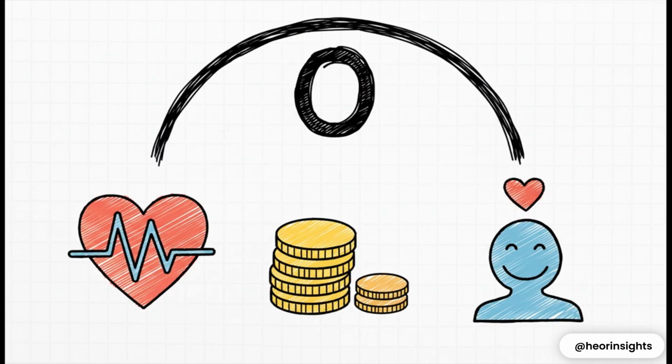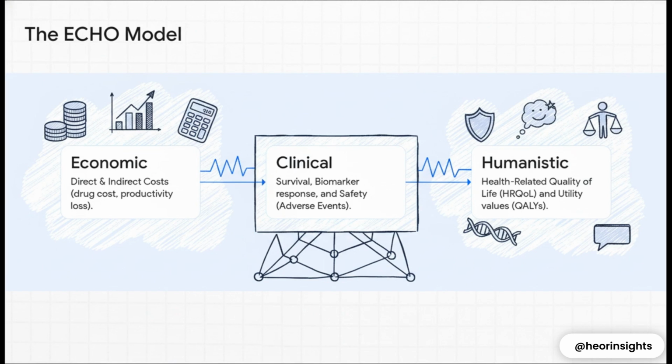For O, or outcome in HEOR, we have to think beyond the traditional clinical efficacy endpoints used in trials. A comprehensive value assessment has to include economic outcomes, like costs, and humanistic outcomes, like a patient's quality of life. The ECHO model gives us a framework for structuring these different types of outcomes. The ECHO model stands for Economic, Clinical, and Humanistic Outcomes, and it provides a really comprehensive framework.